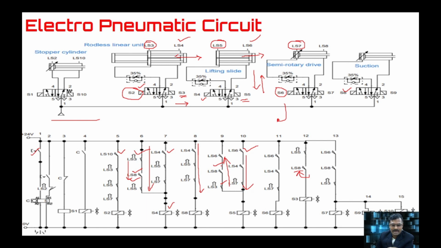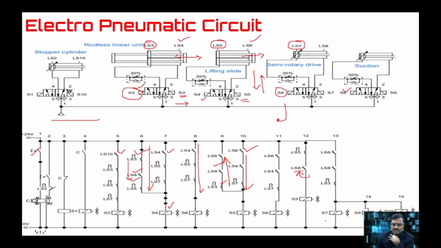When the cylinder is coming back, at the same time the gripper has to release and the semi-rotary actuator has to return to its home position. For doing this work, LS6, that is the extended condition of the lifting cylinder, LS8, that is the semi-rotary actuator extended condition, and LS3, that is the home position of the rodless linear unit, should be satisfied. When this condition happens, it has to come back to the normal condition.